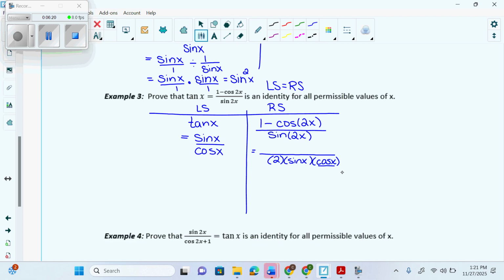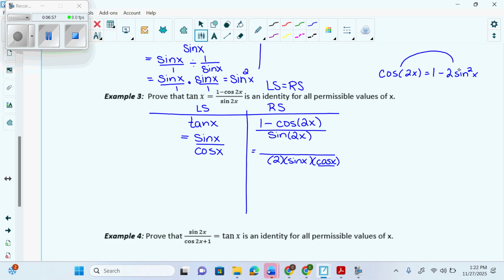We agree? Are there any cos 2x formulas that if I rearrange it will give me 1 minus cos 2x? Are there any formulas over here that if I rearrange it will give me 1 minus cos 2x? This one, yeah. I'll do it over here. So cos 2x equals 1 minus 2 sine squared x, correct? So how can I rearrange that formula to get 1 minus cos 2x?